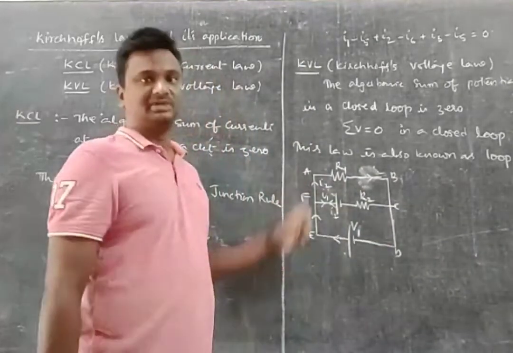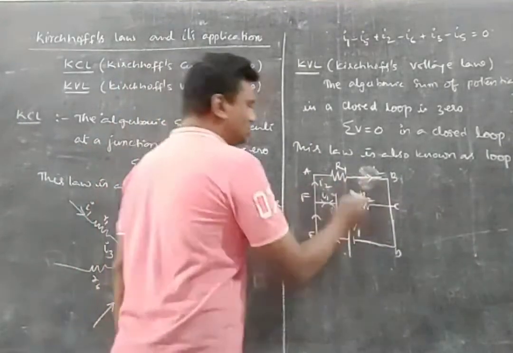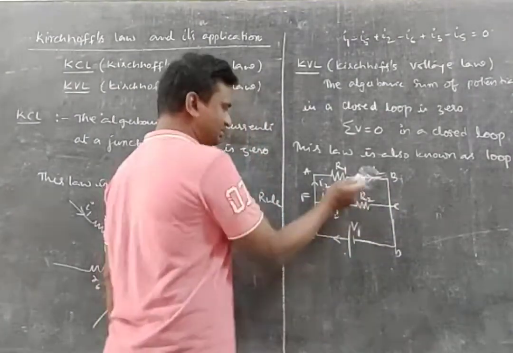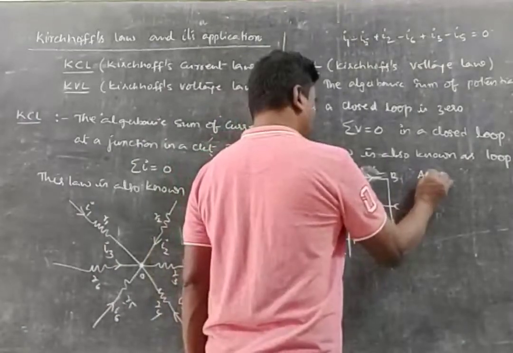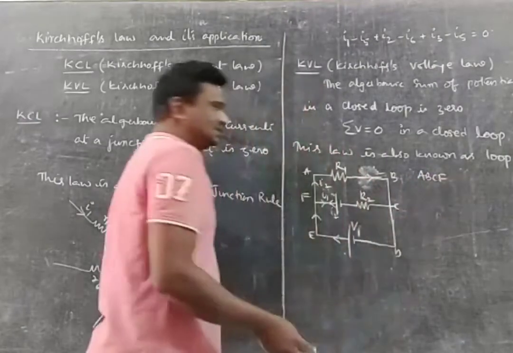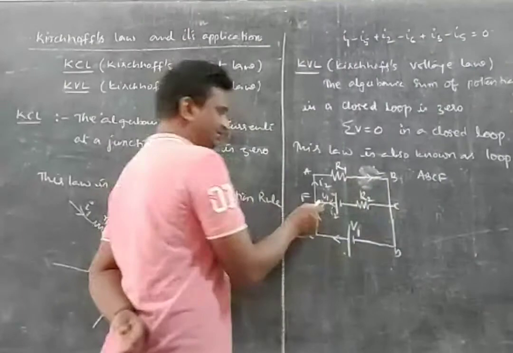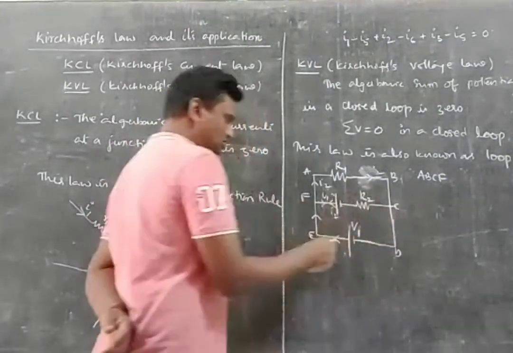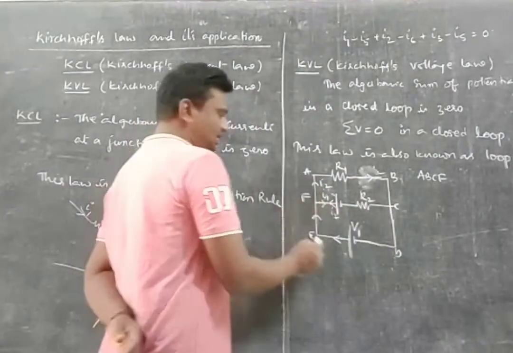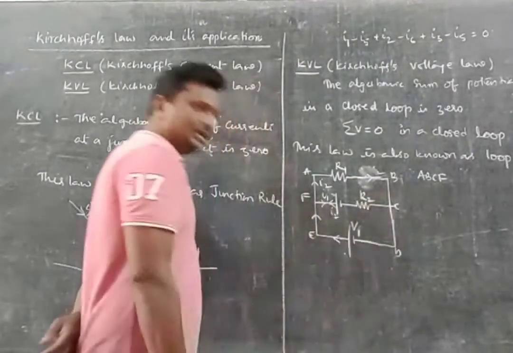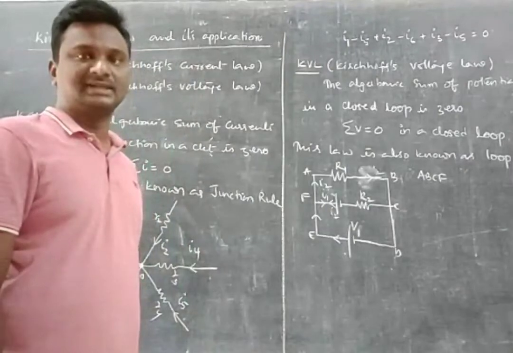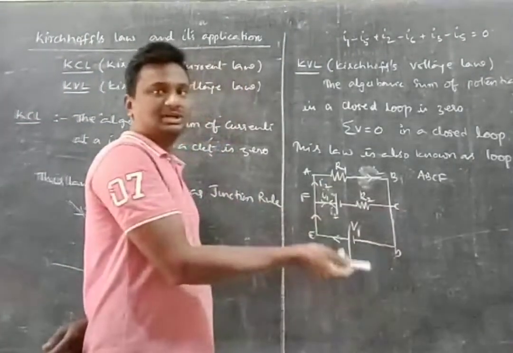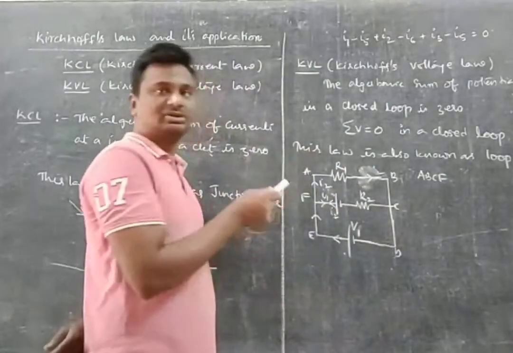So there are two loops given, right? Let us calculate, you consider the area of the loop. For suppose, considering loop A, B, C, F. I have considered two loops here, A, B, C, F, or you can go with C, F, E, D, or you can also go with A, E, D, B. It's up to you what loop you consider. But if you calculate the sum of potentials in the loop, then their sum should be equal to 0.